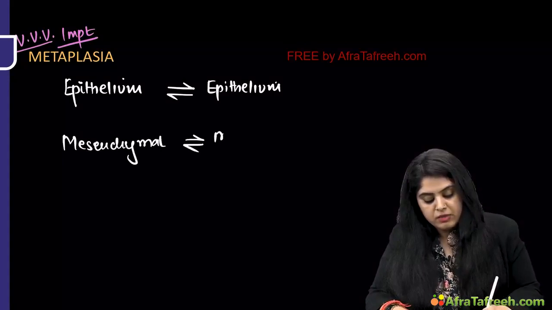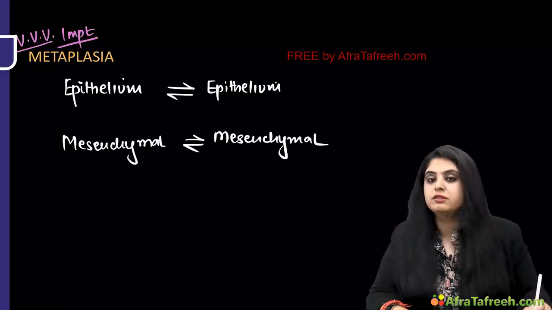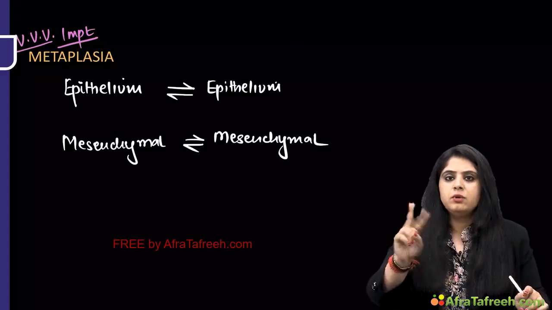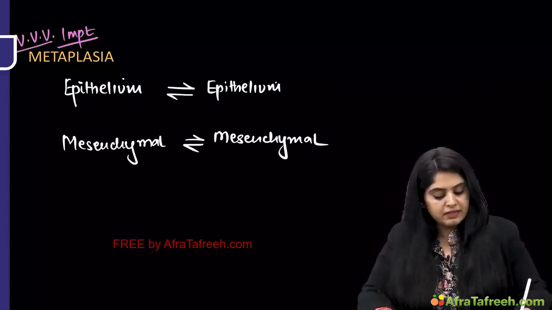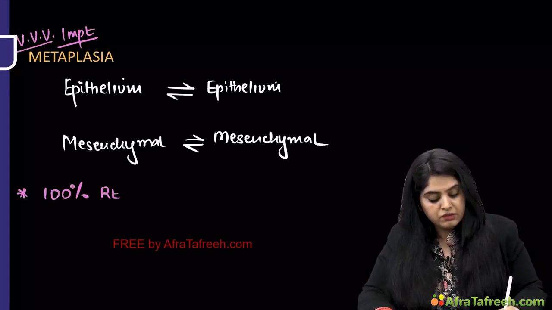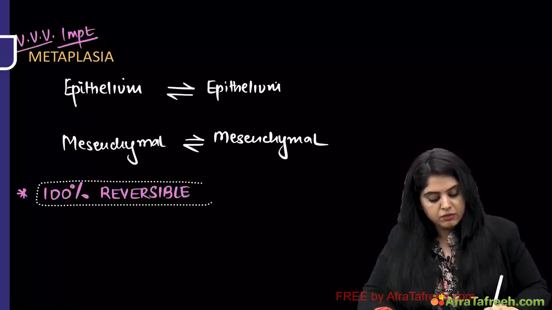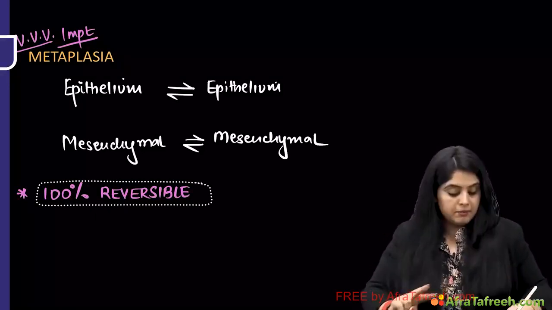So either it's going to be epithelium to epithelium, or it's going to be mesenchymal to mesenchymal. So can we do some examples, and can you also see the arrows that I've made? Both-way arrows. Why have I done that? Because remember, this is a 100% reversible phenomenon. Another PYQ hitting your way. This is 100% reversible. Whatever I'm going to tell you can come back.